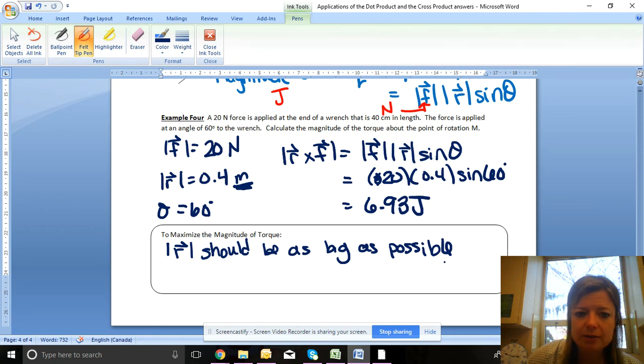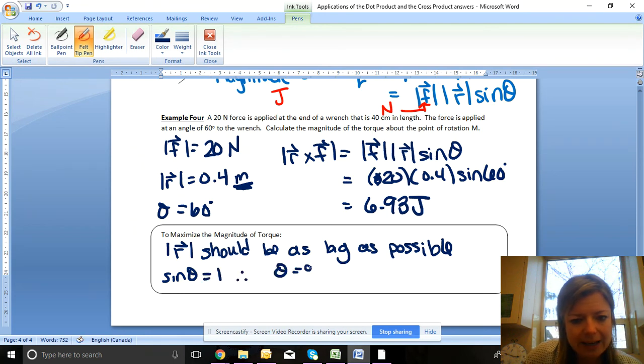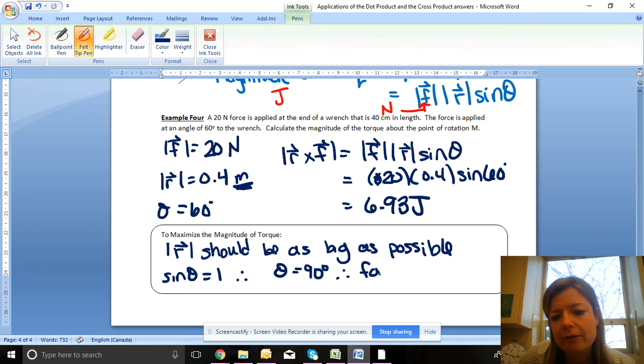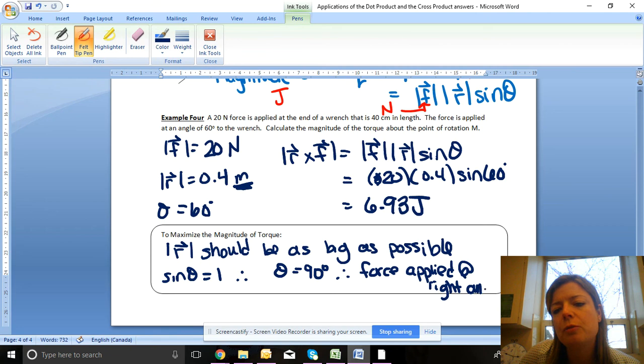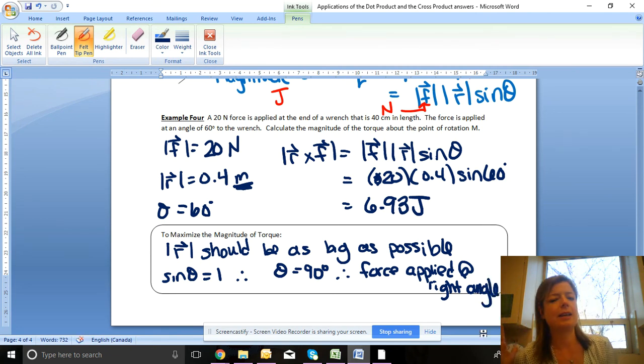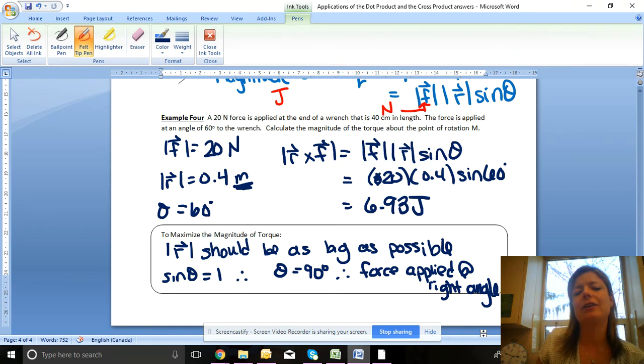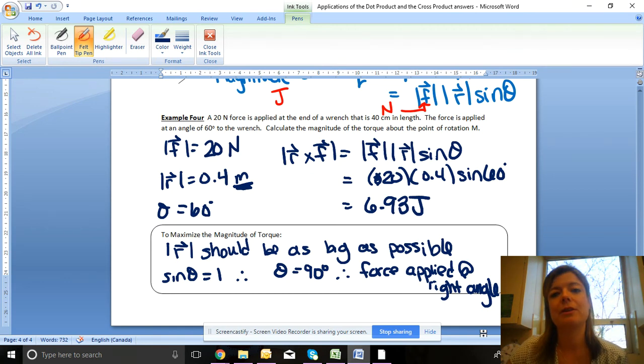And we also want our sine theta to be as big as possible. So we want it to be 1, so therefore we want theta to be 90 degrees. This means that the force should be applied at a right angle. So again, if you're thinking about closing a door, for example, you want to put your hand directly on the door and push, as opposed to pushing from a different angle. That will give you the most torque.